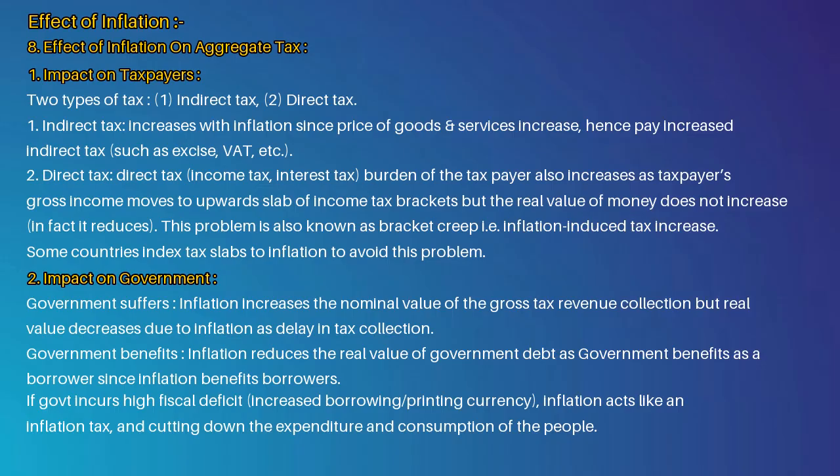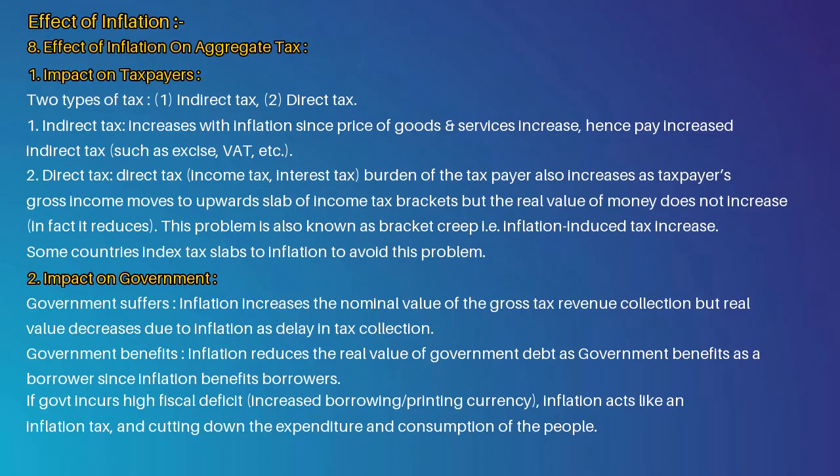2. Direct tax. Direct taxes include income tax, interest tax, etc. The burden on the taxpayer also increases as the taxpayer's gross income moves to an upward slab of income tax brackets, but the real value of money does not increase. In fact, it reduces. This problem is also known as bracket creep, i.e., inflation-induced tax increase. Some countries index tax slabs to inflation to avoid this problem.